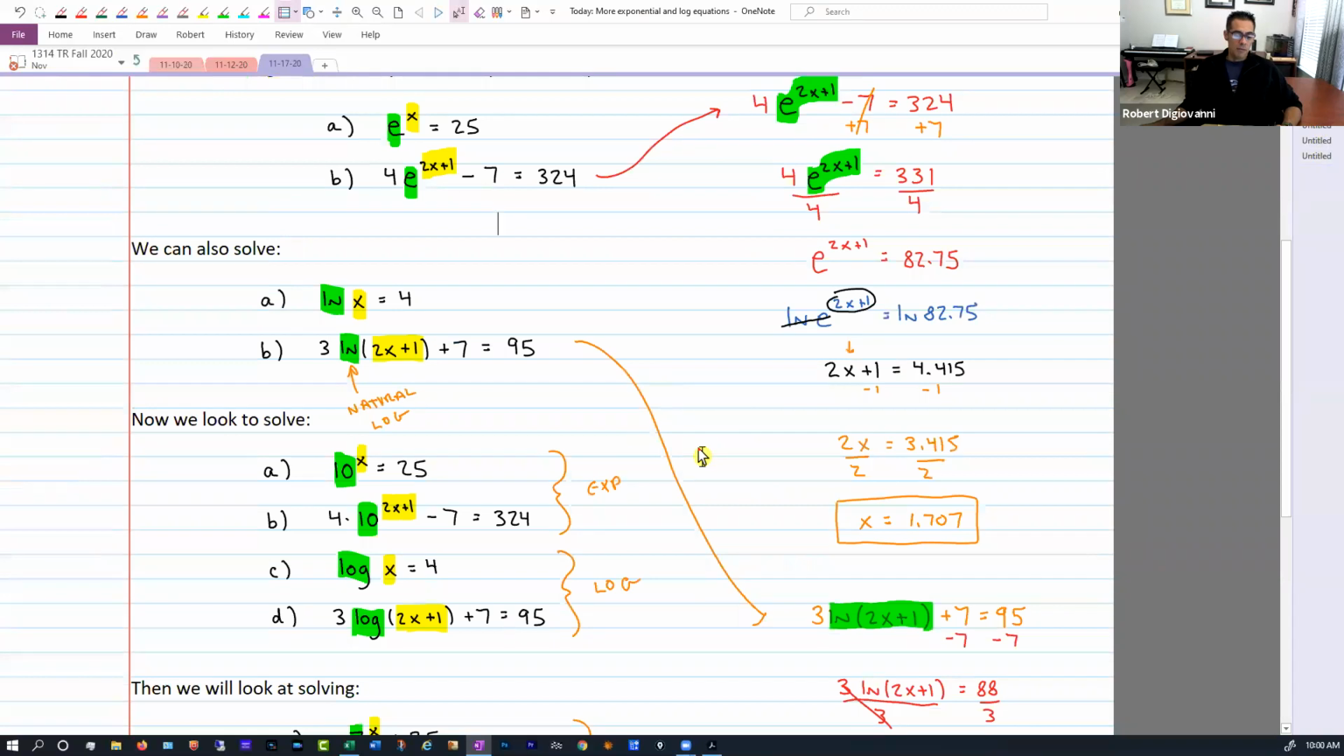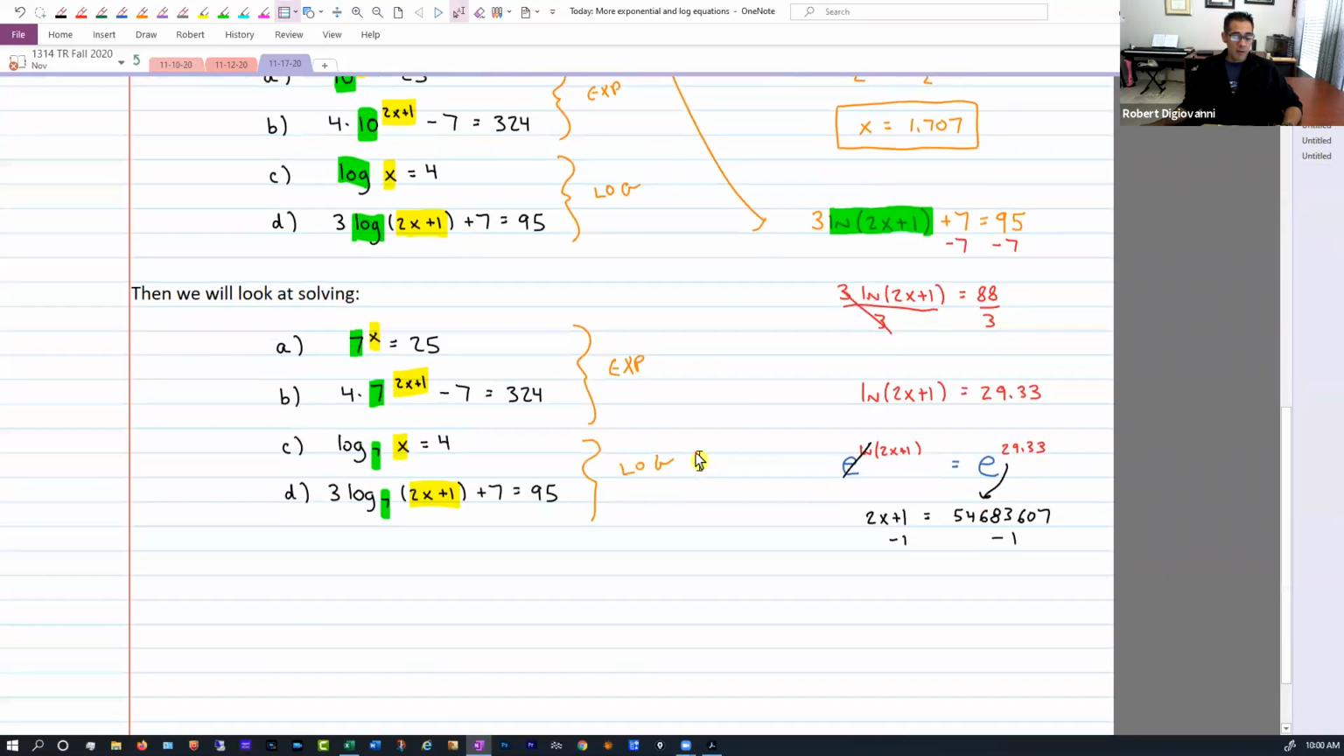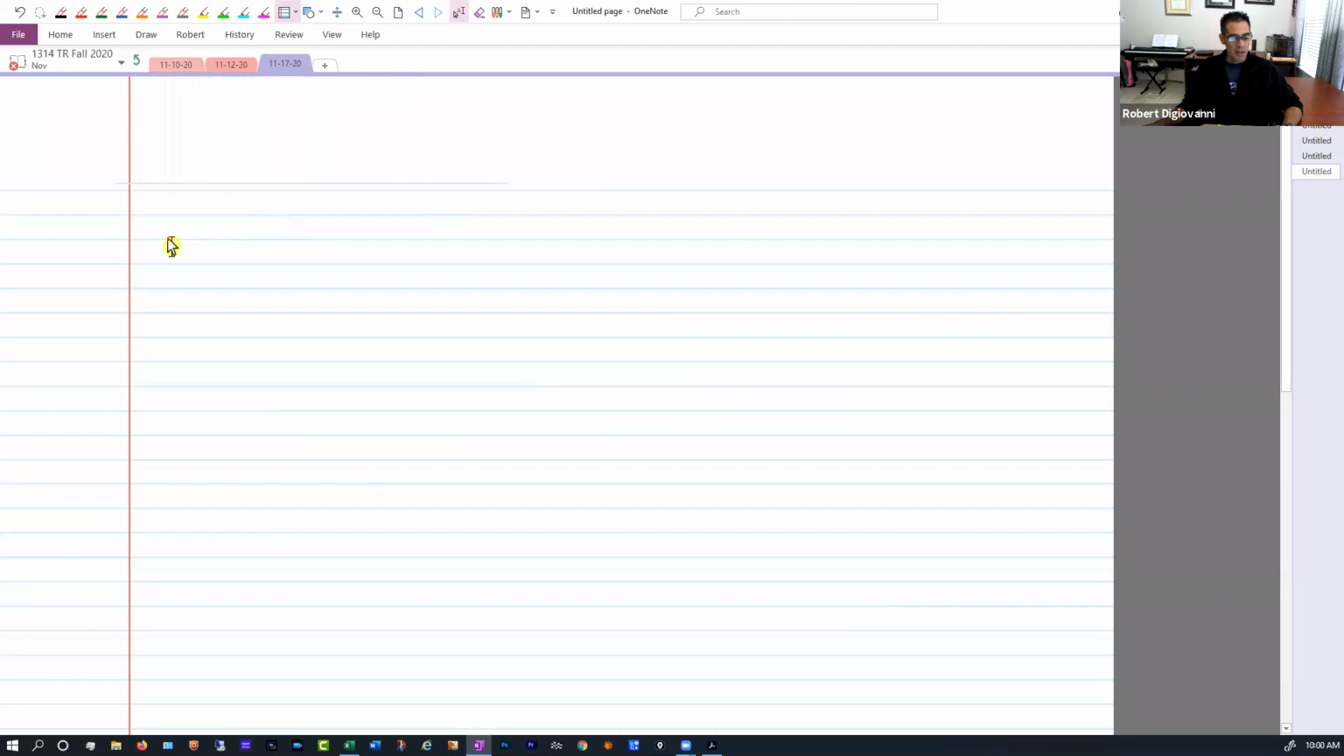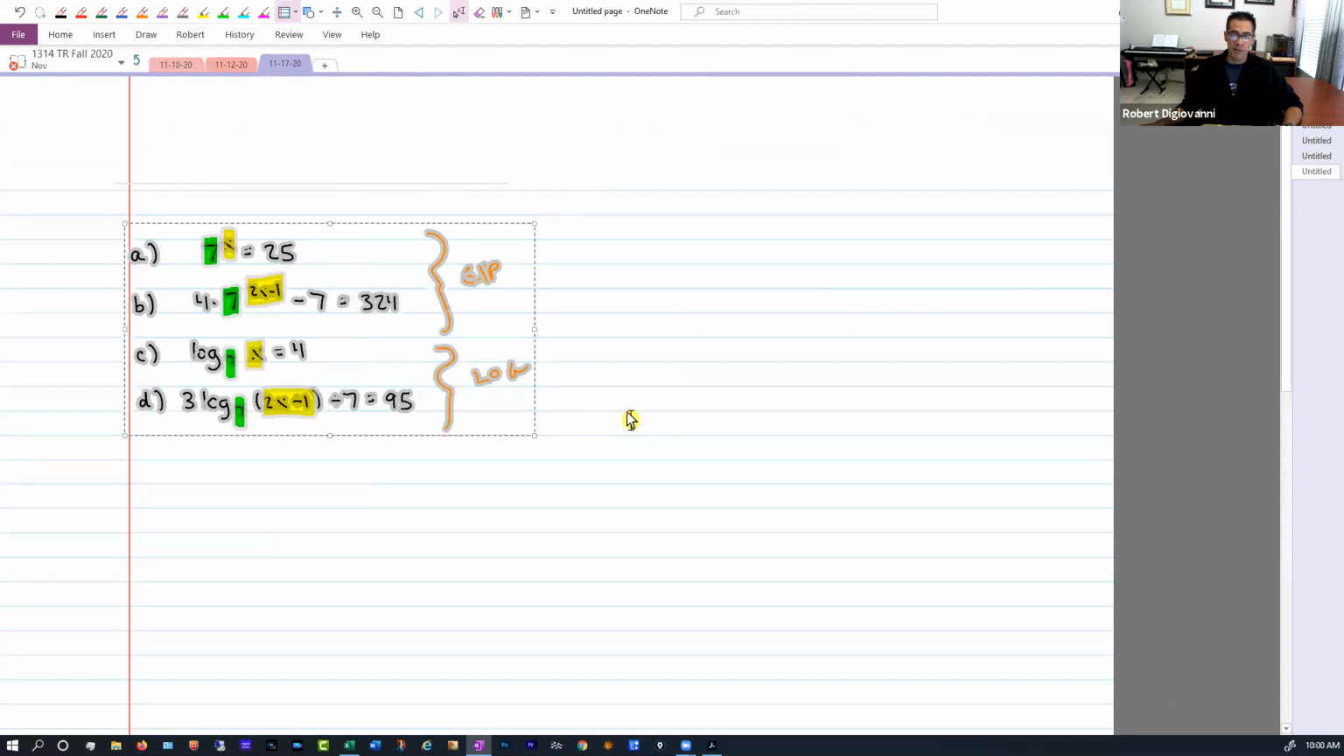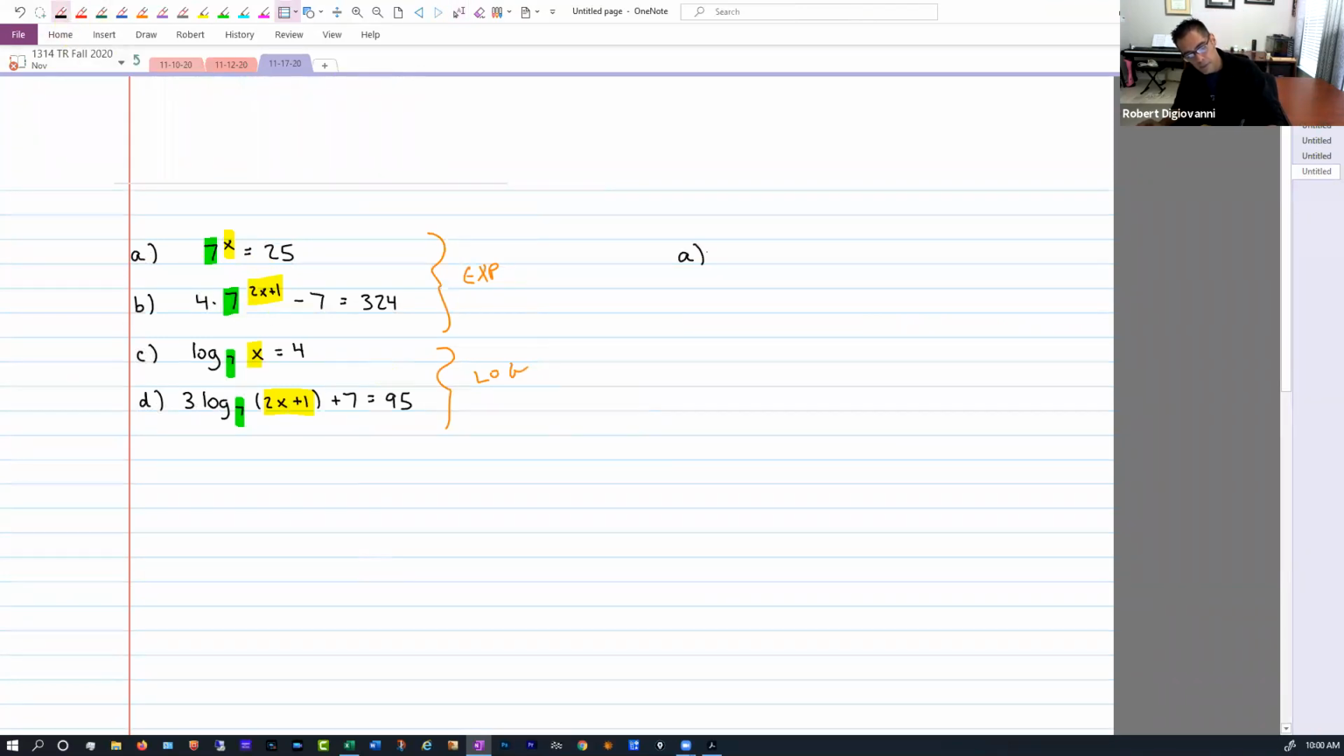Okay, so our last thing that we want to be able to do is solve these types of equations right here. So let's take those over and let's take a look at them, and let's see why we're going to run into a pretty significant problem. All right, so let's take a look at this first one, A. 7 to the x equals 25. So the question here is, what power do you raise 7 to in order to get 25?